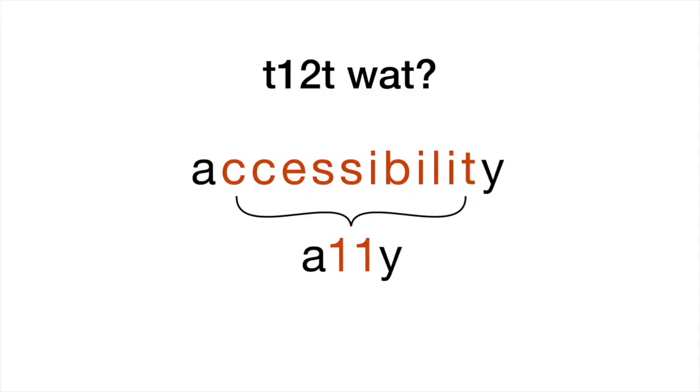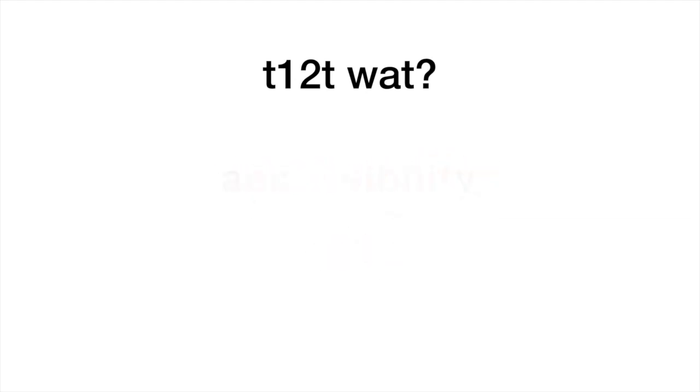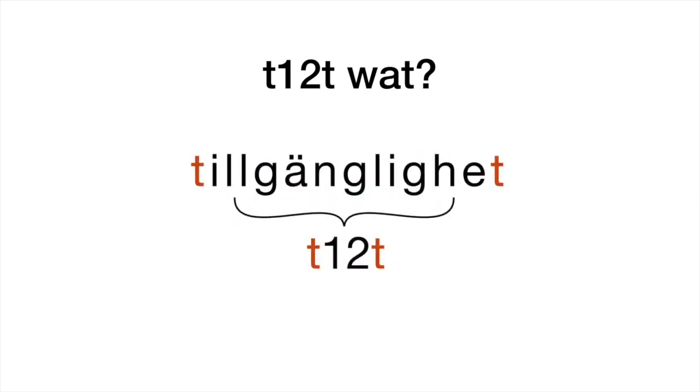Let's start with the word T12t. The English word accessibility has 11 letters between A and Y, and that's why it's commonly shortened as A11Y, or Ali, as some people say. The Swedish word for accessibility is tillgänglighet, and because there are 12 letters between T and T, it's shortened as T12t.